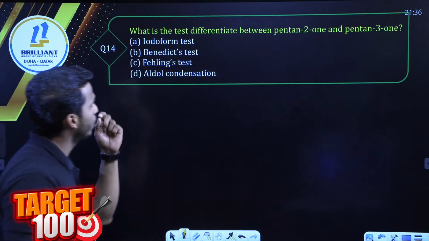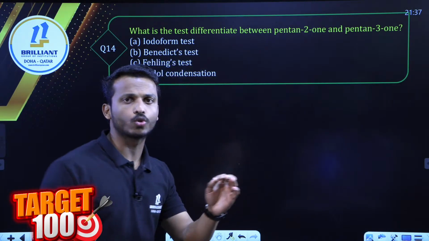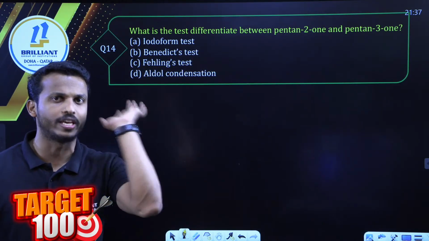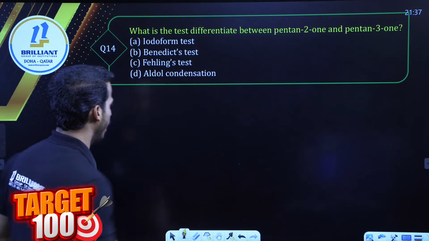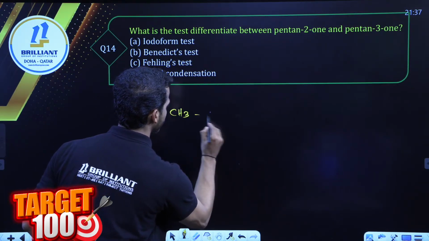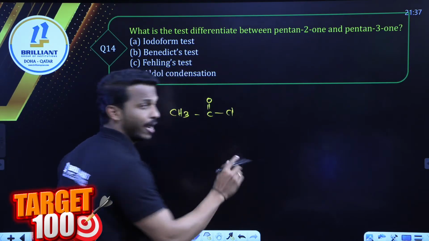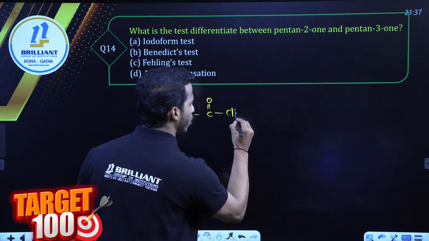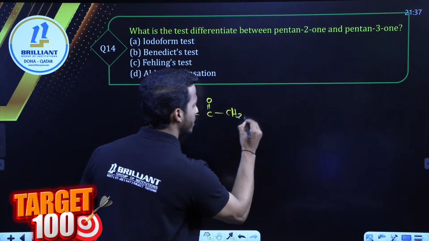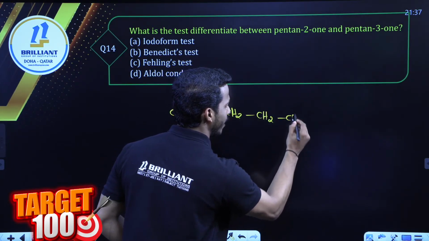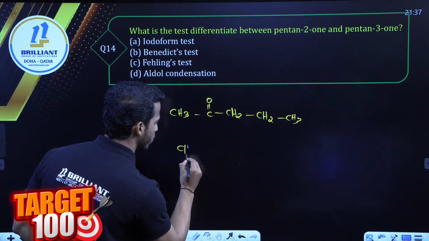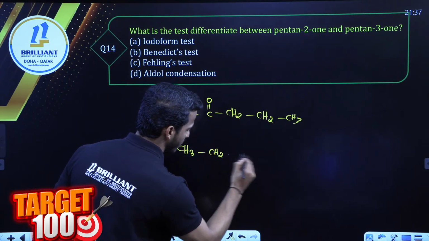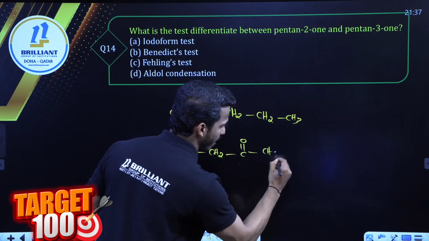Next one, dear all. What is the test to differentiate between pentan-2-one and pentan-3-one? You know the answer very well. NCERT question. You can comment in the chat box. Those who know the answer, comment in the chat box, don't wait for the explanation. Those who don't know the answer, please listen here. This is pentan-2-one and this is pentan-3-one.